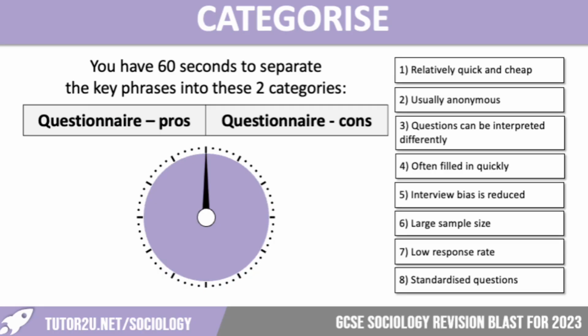Okay, we're going to move on to a categorised activity. You have got 60 seconds to separate the key phrases into these two categories. They are either pros of questionnaires or they are cons of questionnaires. Off you go.